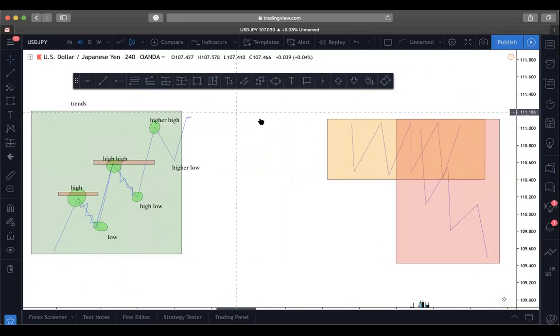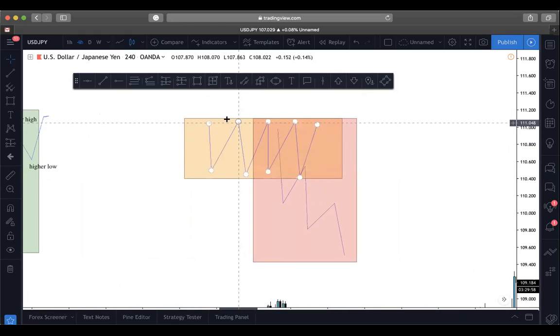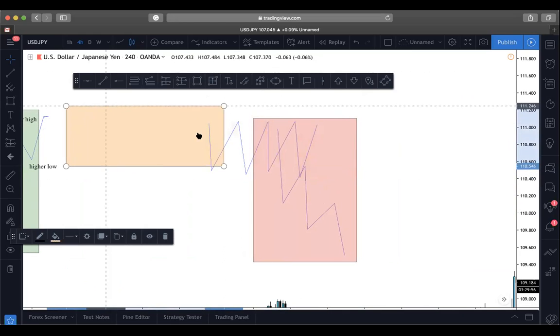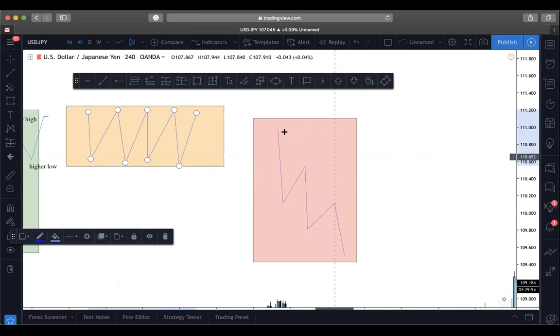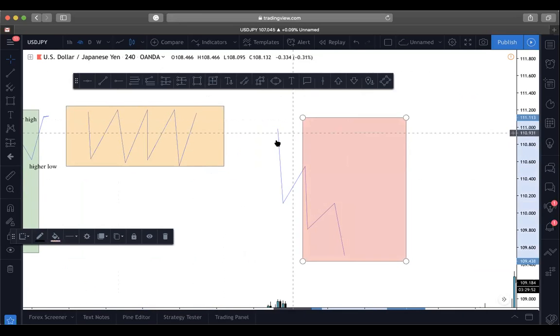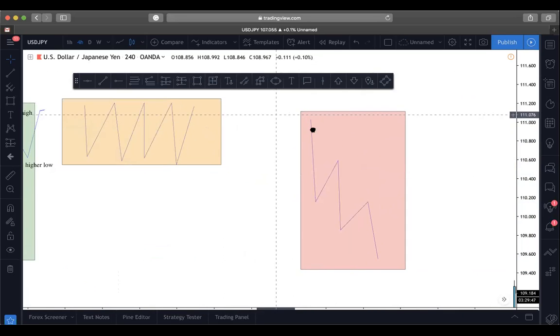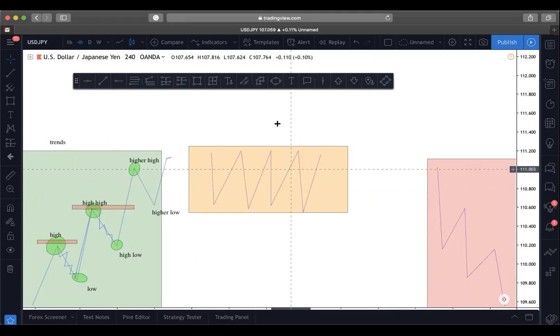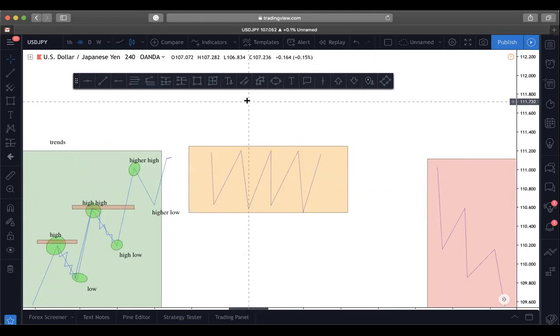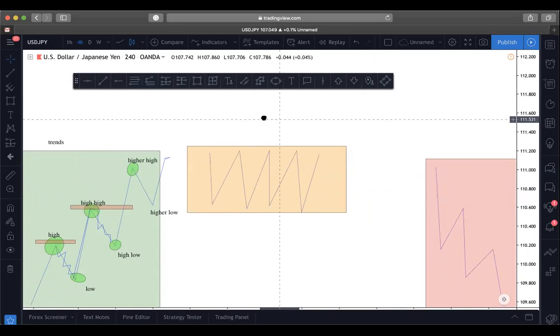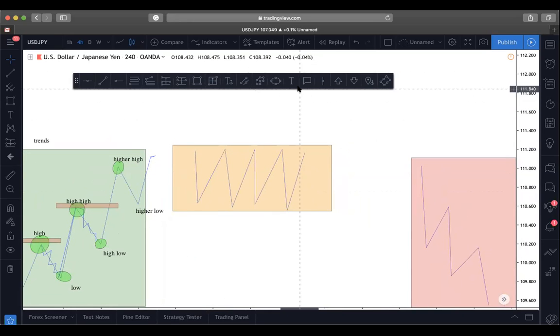So next one, when the market is in consolidation, right? Now this is how we know when the market is in consolidation. When the market is not making any higher highs or any higher lows, and it's just moving sideways, no highs, no lows, sideways, that is consolidation, right?